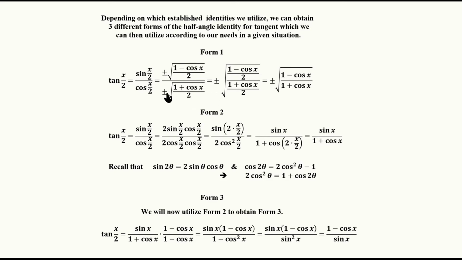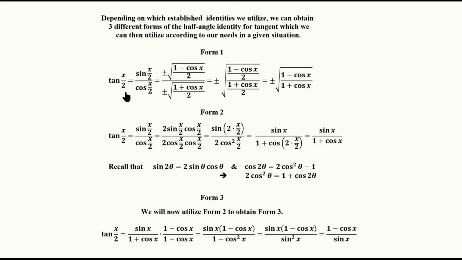So if we go ahead and put these under one radical, which we know from algebra we can do, we get 1 minus cosine x over 2 over 1 plus cosine x over 2. And if we do the far over near or outer product over inner product trick, the 2's will cancel out and we'll end up with plus or minus square root of 1 minus cosine x over 1 plus cosine x.